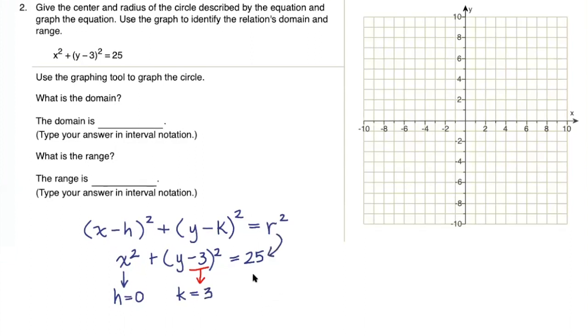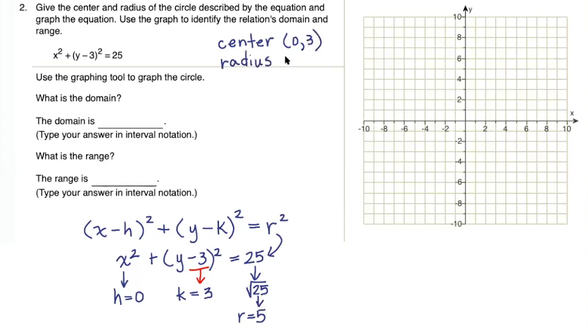25 is the radius squared. So to find out what the radius is, I need to take the square root of 25, and that of course equals 5, which would be my radius. So what I've just determined is that this circle should have a center at the point 0, 3 and a radius of 5 units.